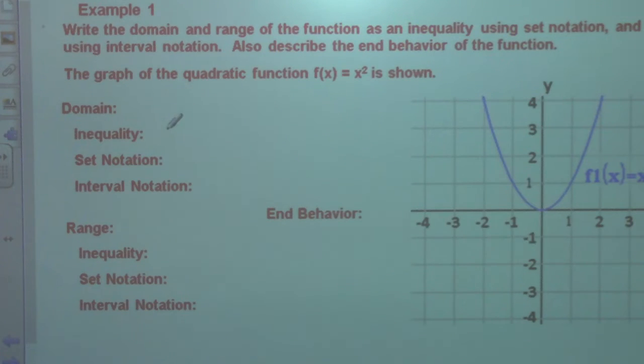Okay, so example 1: write the domain and range of the function as an inequality using set notation and using interval notation.